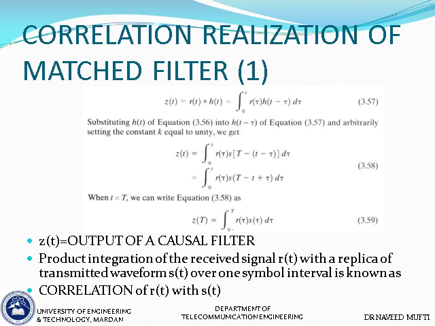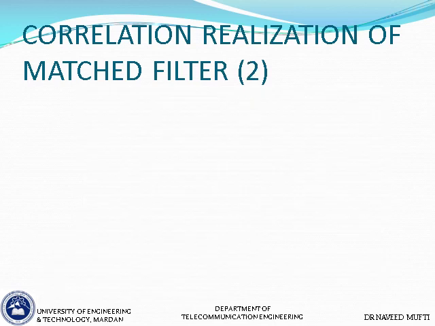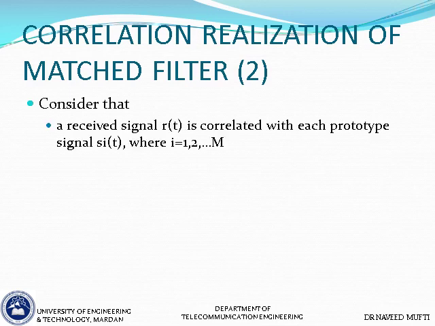So this is basically the start of the correlation realization of the match filter. We continue our discussion of the correlation realization of the match filter. Let us consider that the received signal r(t) is correlated with each prototype signal s_i(t), where i is equal to 1, 2 up to M. So if our signal can be any one of the M signal waveforms, our received signal is basically correlated with each prototype signal.